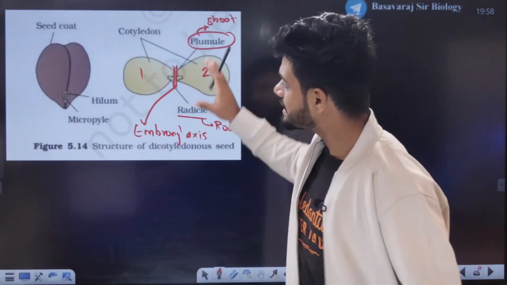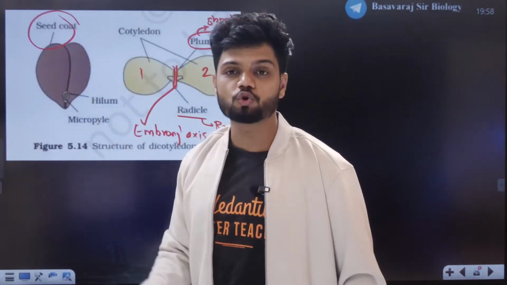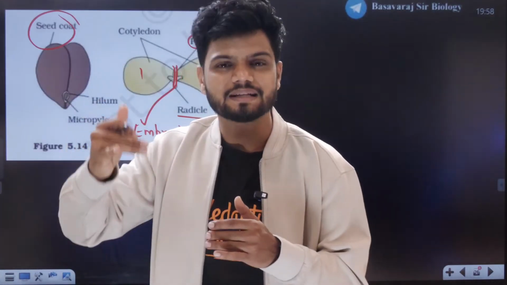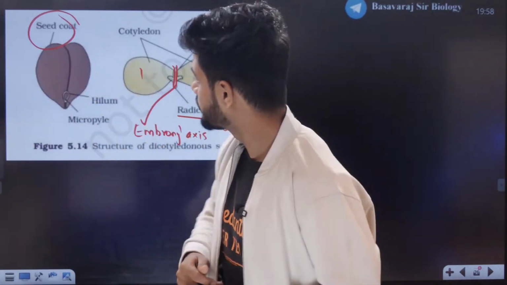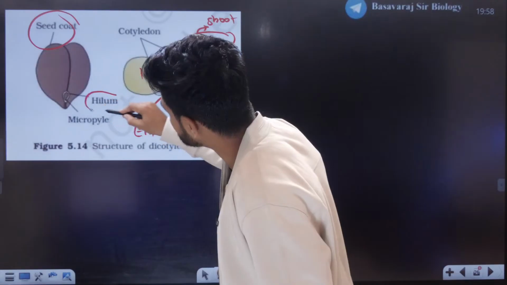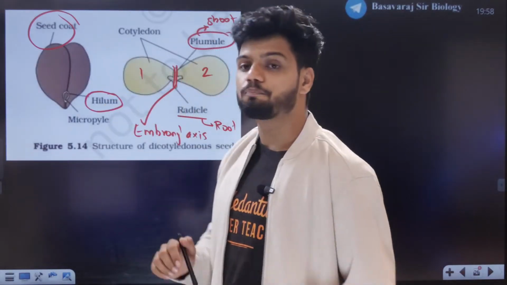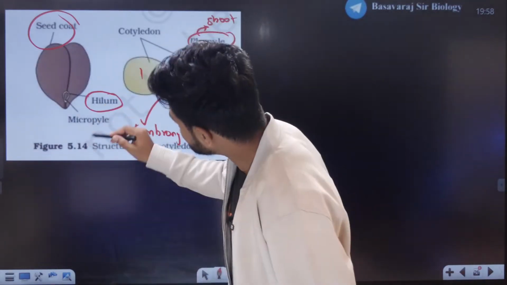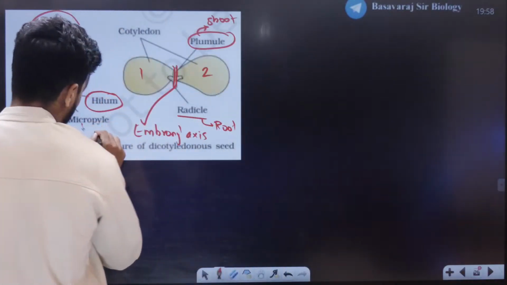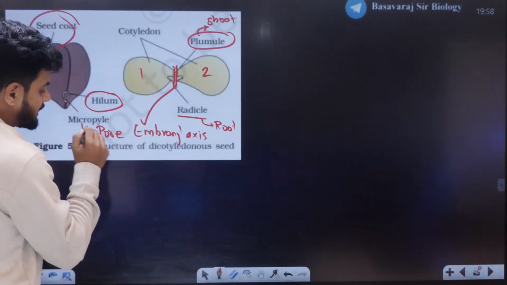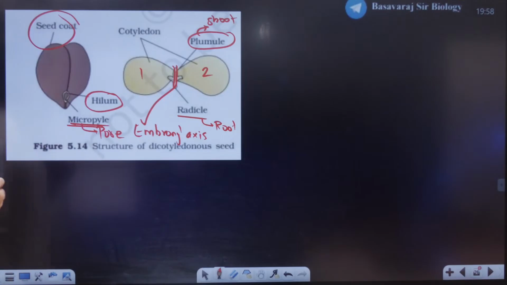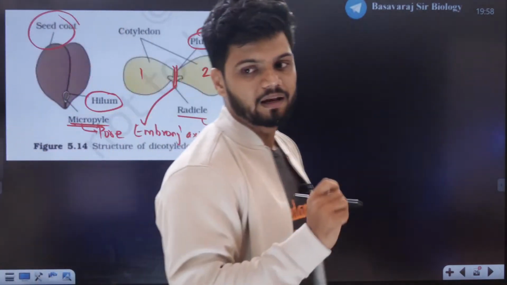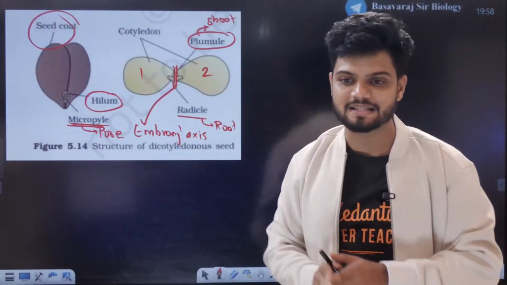And the entire thing has a seed coat. The seed coat has two main parts called testa and tegmen. Testa on the outside, tegmen on the inside. Then there is a scar here called the hilum. Hilum is the point of attachment to the fruit. Then there is a small pore through which water can enter inside, called the micropyle.